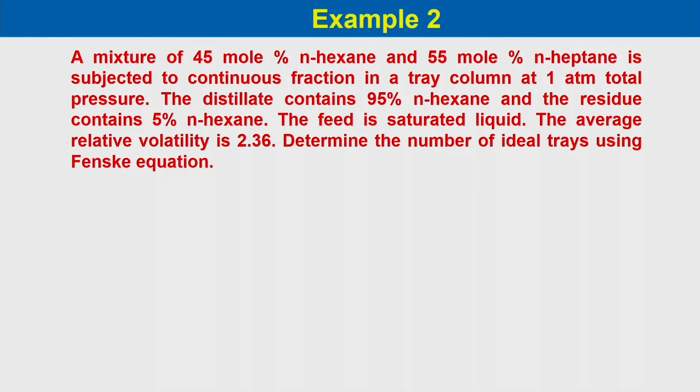Let us consider an example. A mixture of 45 mole% n-hexane and 55 mole% n-heptane is subjected to continuous fractionation in a tray column at 1 atmosphere total pressure. The distillate contains 95% of n-hexane and the residue contains 5% n-hexane. The feed is saturated liquid. The average relative volatility is 2.36. Now, determine the number of ideal trays using the Fenske equation.